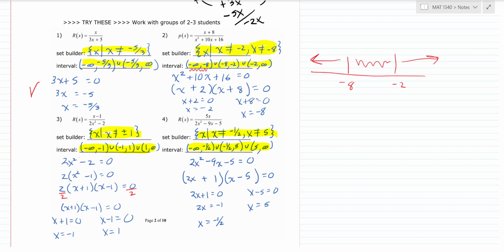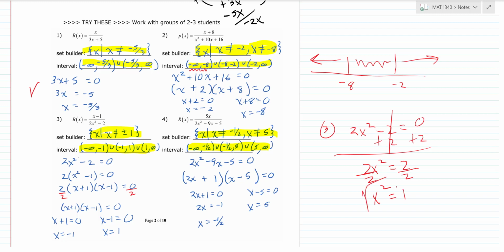Okay, so the last one, I don't know if anybody factored on number 3. What I think most of you did on number 3, which is perfectly acceptable, is just added 2 to both sides and got 2x squared is equal to 2, then divided by 2 to get x squared equals 1, then did the square root to both sides to get x equals plus minus 1. That's what it looked like everybody did, which is perfectly acceptable.